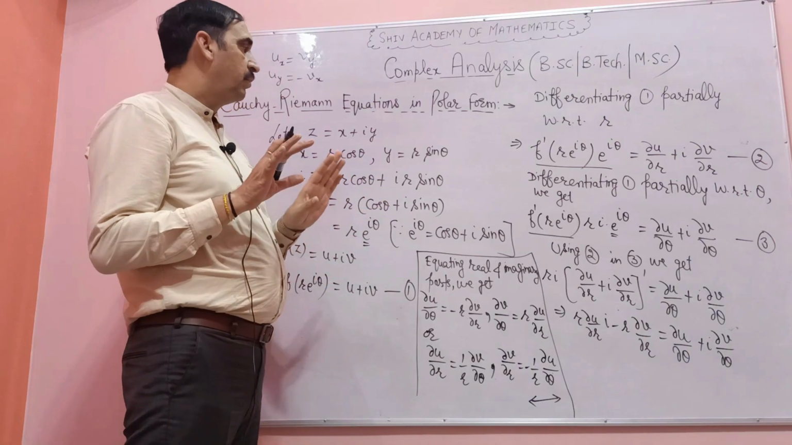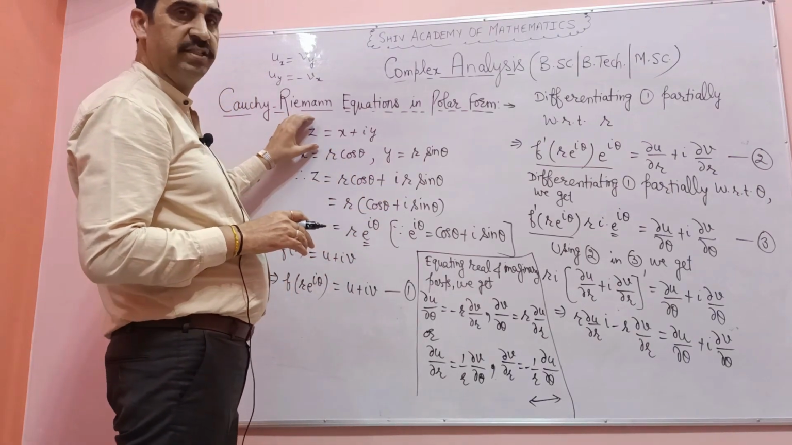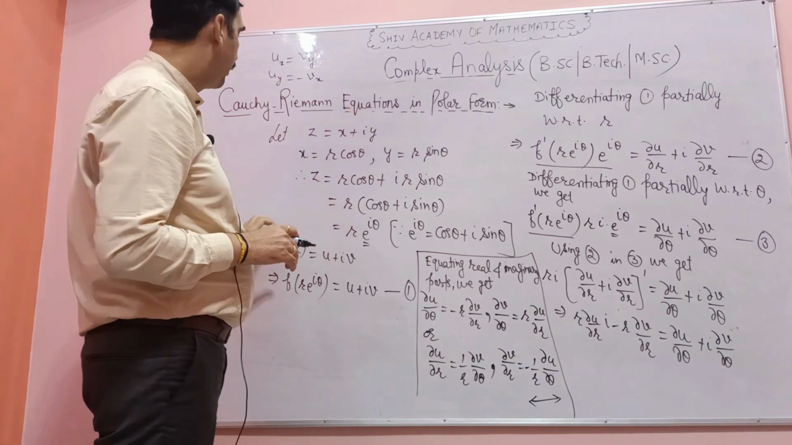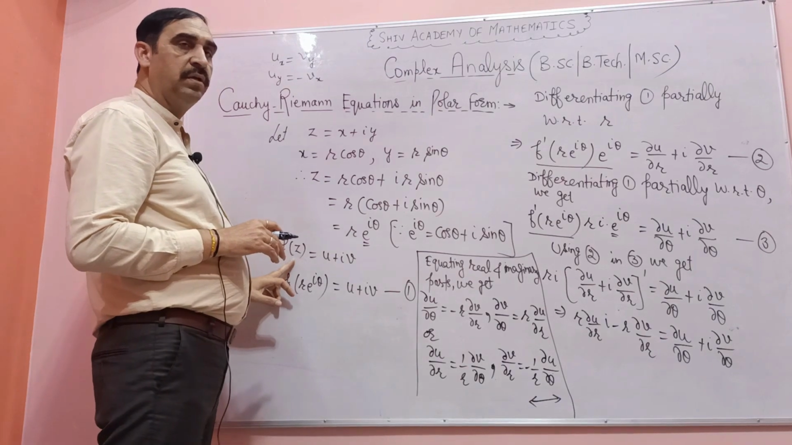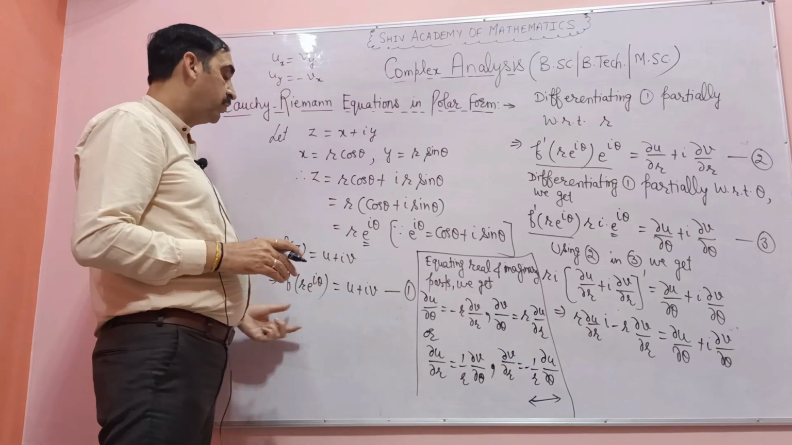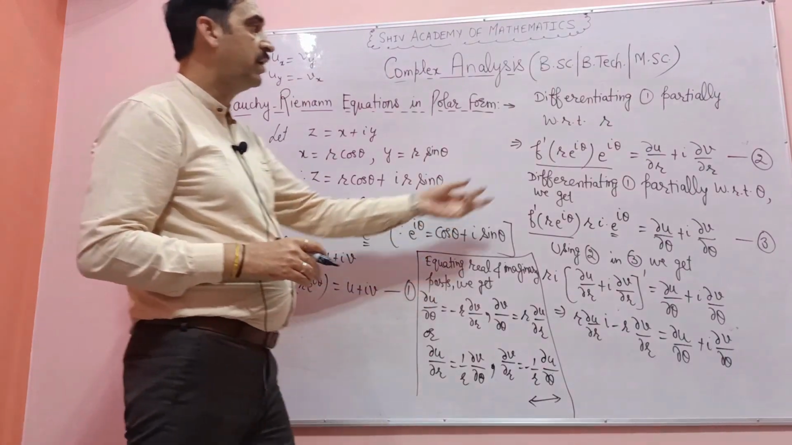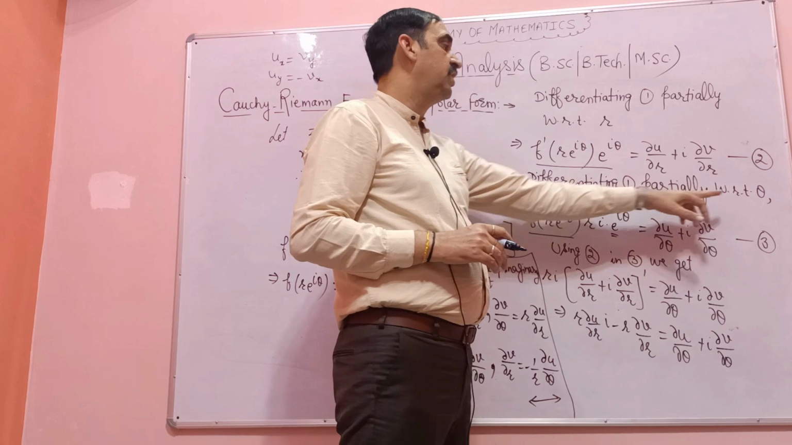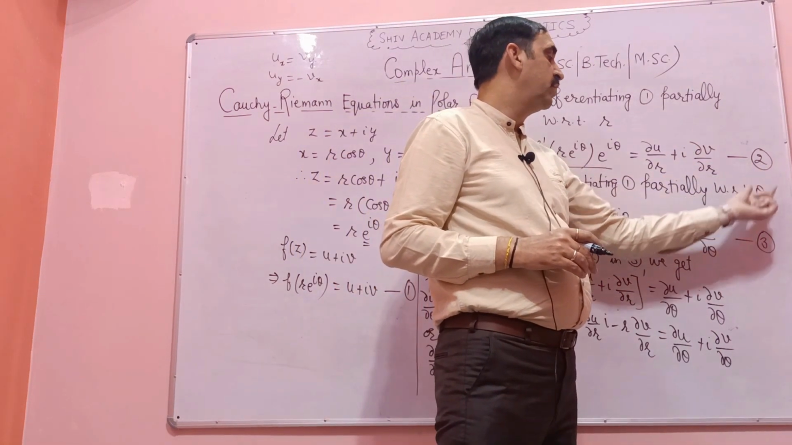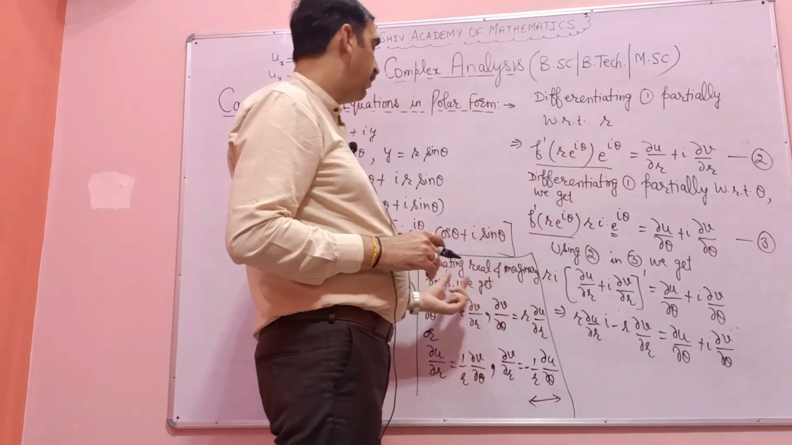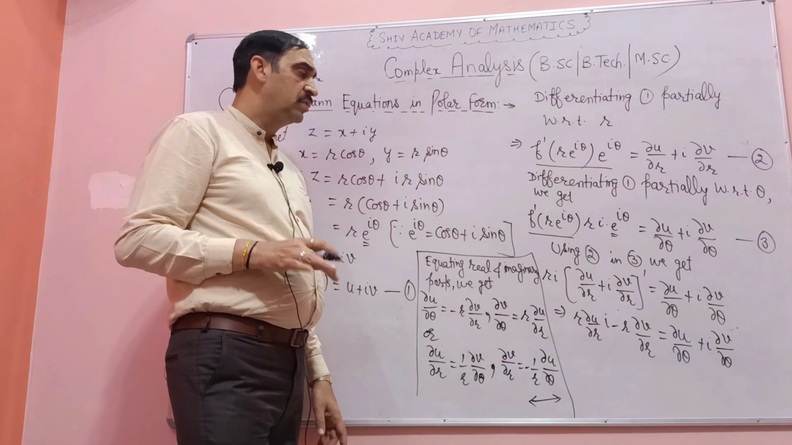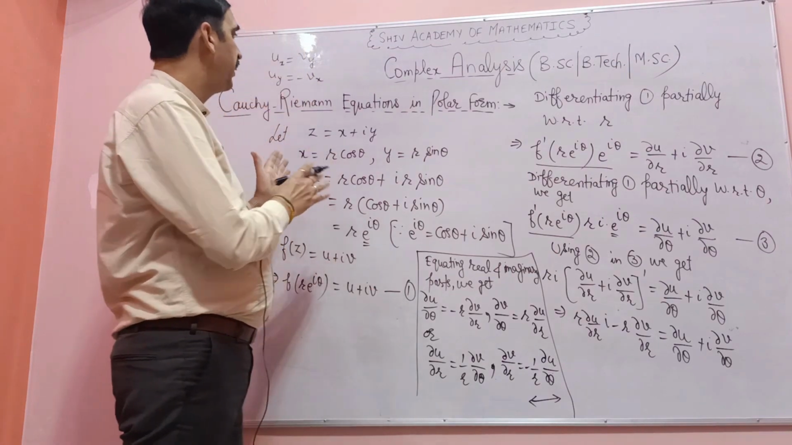So the problem is very simple. We start by taking z. We put x equal to r cos theta, y equal to r sin theta, and then we compute f(z), and we put here z equal to r e to the power iota theta. And what we have to do, we have to differentiate this partially with respect to r as well as with respect to theta. And when we substitute number 2 in 3 and we equate real and imaginary parts, you will get the CR equations in polar form. So dear students, hope you understand the CR equations in polar form.